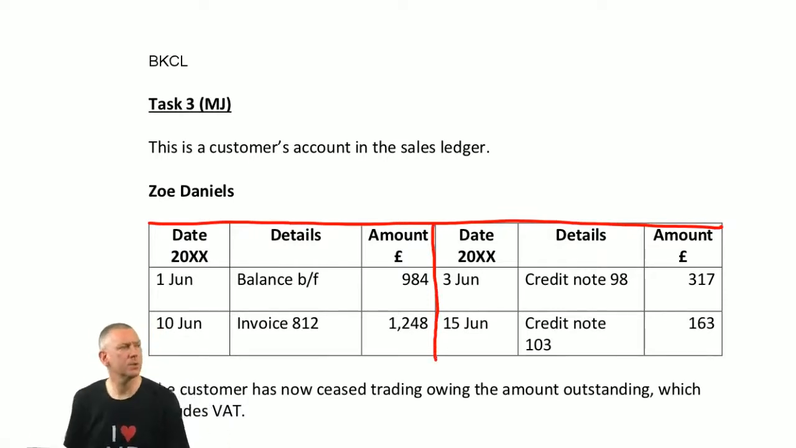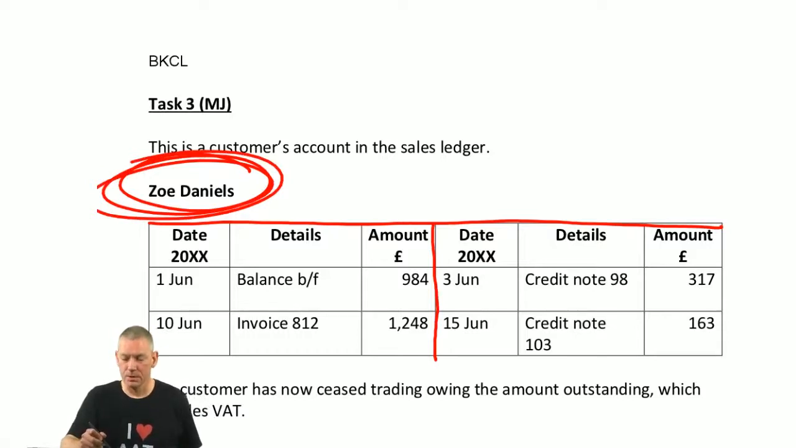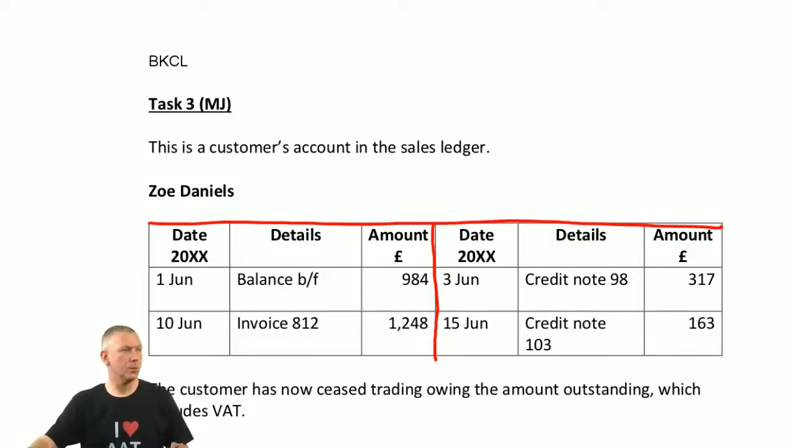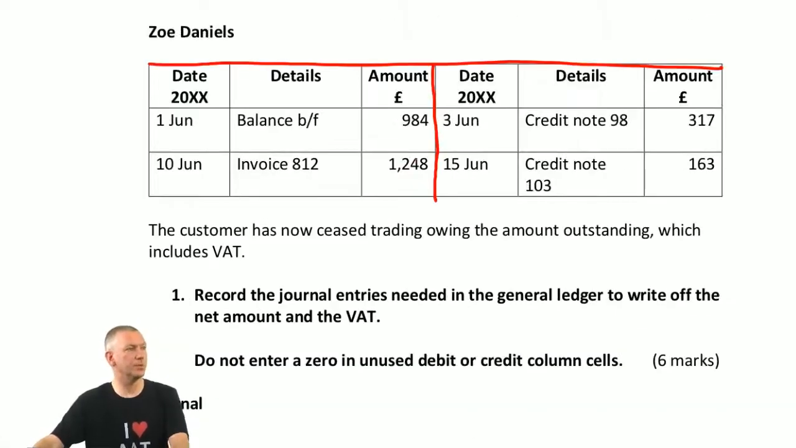What we're talking about is a customer that owes us money. The customer's called Zoe. What do we need to know about Zoe owing us money? I remember this one. It's a bit of a tragedy. The customer has now ceased trading, owing the amount outstanding, which includes VAT, which is not very nice for us, but probably an awful lot worse for poor old Zoe. So Zoe has gone bust, and she might owe us a balance, but we're never going to get it back, so we're going to throw it away.